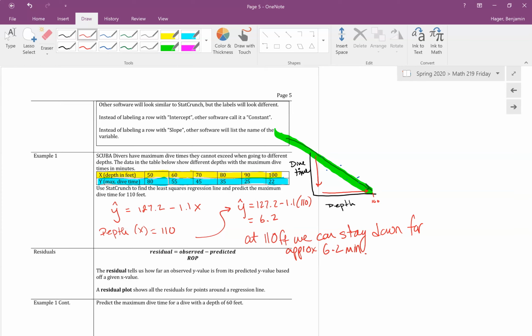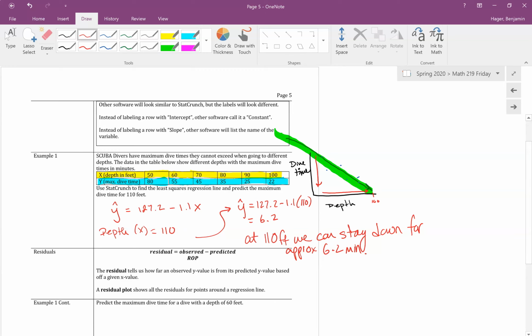So again, we're letting technology do all the work for us. So for us, it's as hard as typing in the data values and knowing how to generate that equation. Once you have the equation, it's a plug and chug scenario to use it.